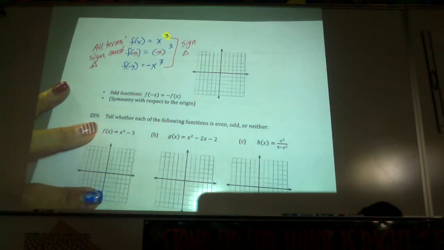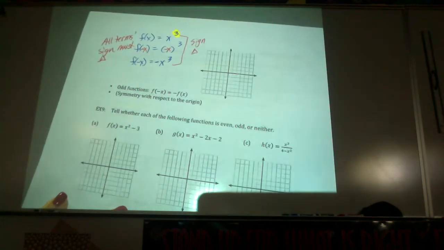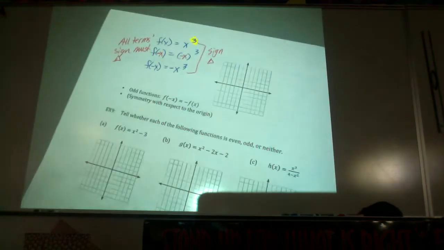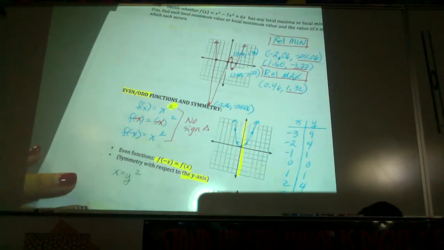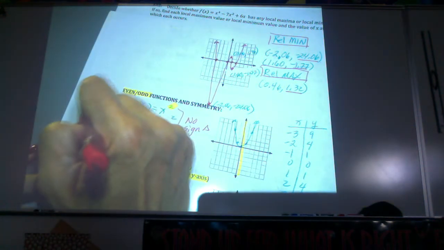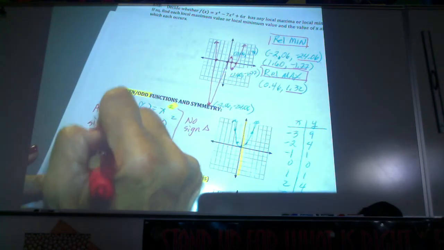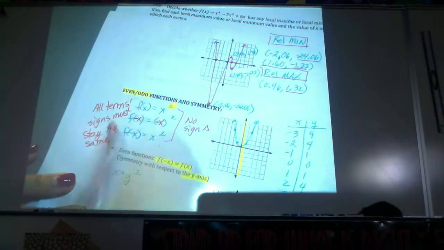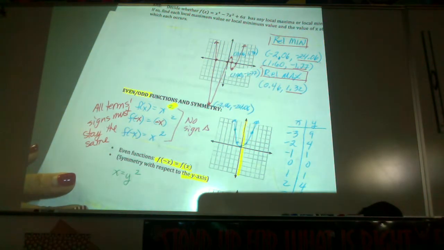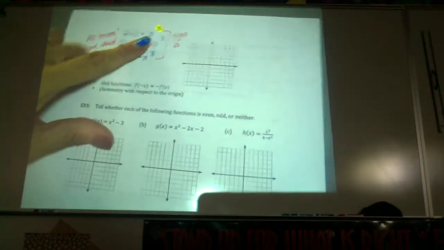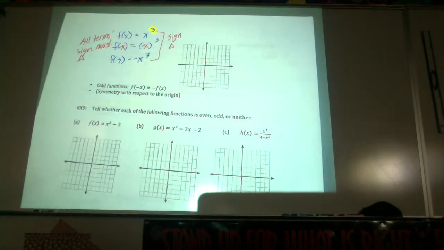Triangle means change. So you might also want to note on the previous page that for the even function, all terms' signs must stay the same. So for an even function, all terms' signs stay the same. But for an odd, everyone's going to change. So if there is ever a constant, even though all of the exponents are odd, there's not going to be a sign change on that constant. It's not an odd function.